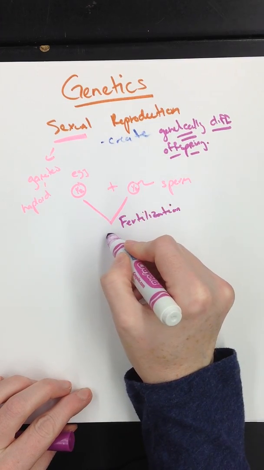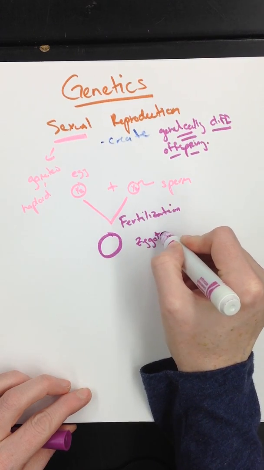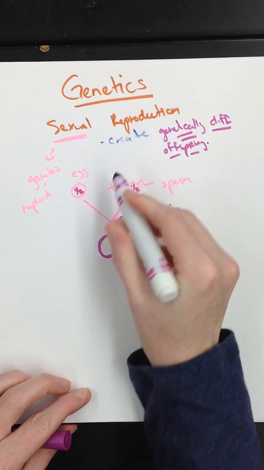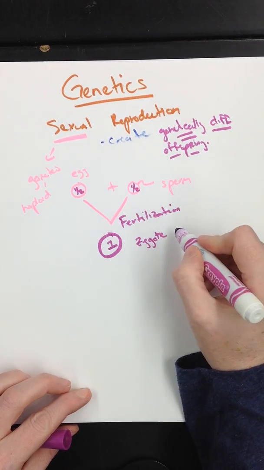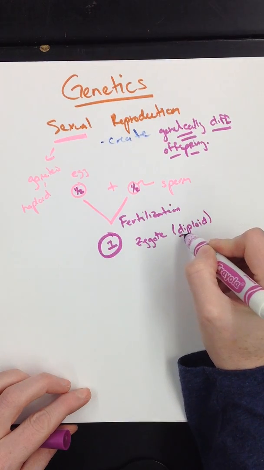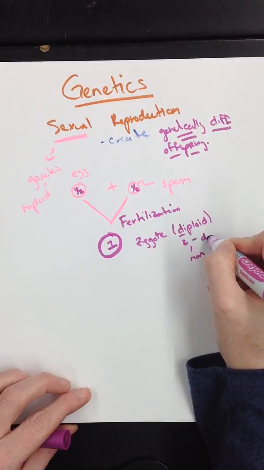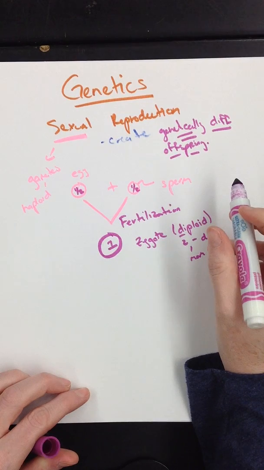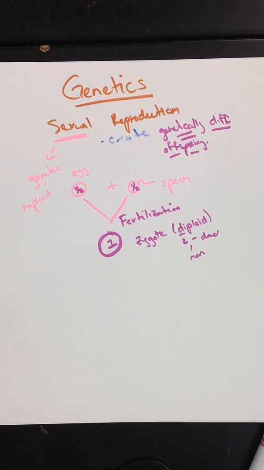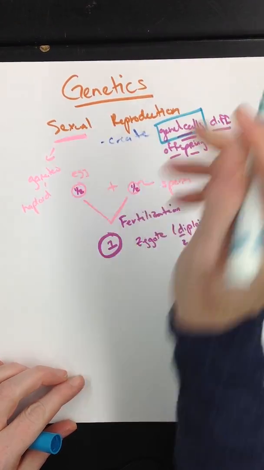When fertilization occurs, I get to make that one cell. Remember, this one cell right here is referred to as a zygote. Because I had half the information from each, I now have a whole set, and my whole set is diploid, because di means two. I get one set from my mom, and one set from my dad. And so what we're going to do is talk about how we actually get the genetically different part of it.